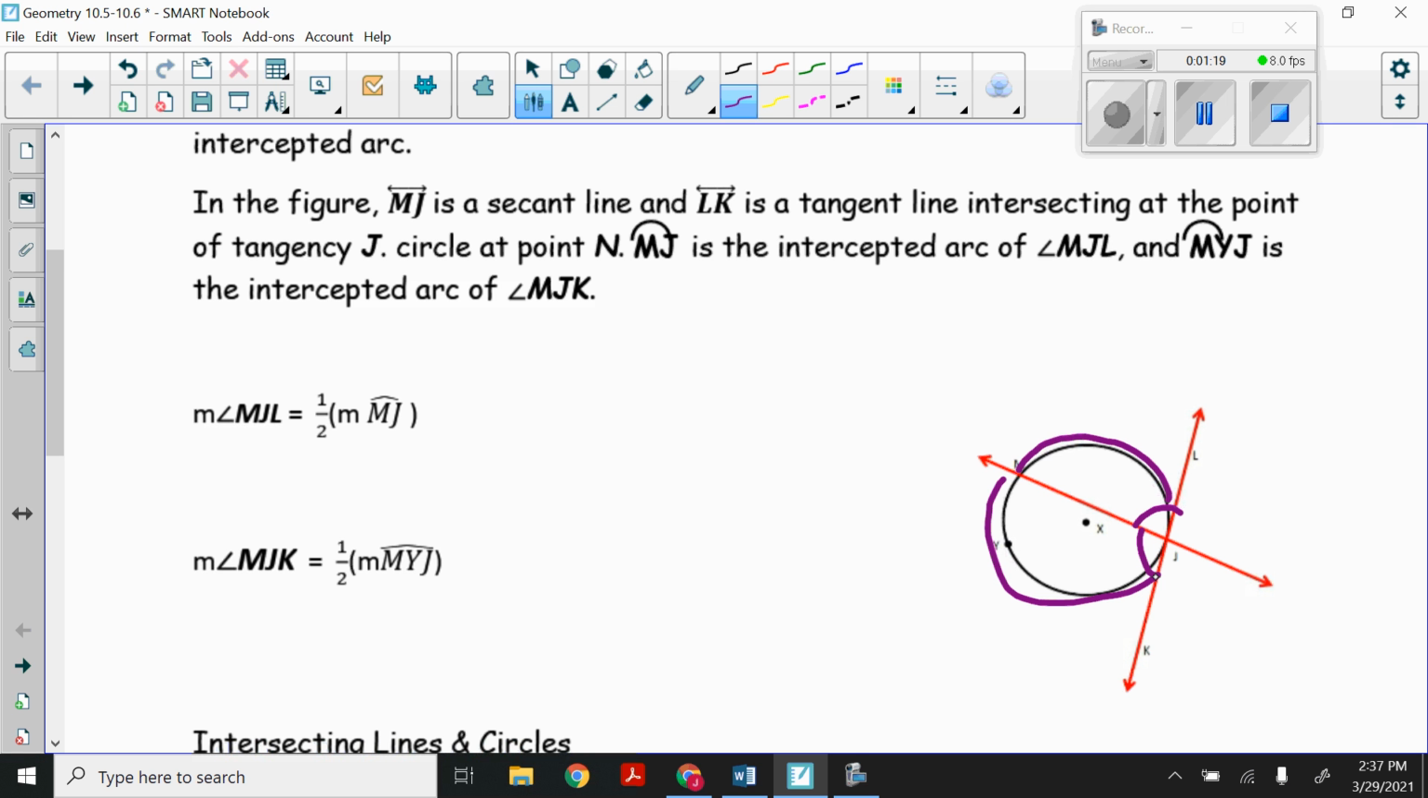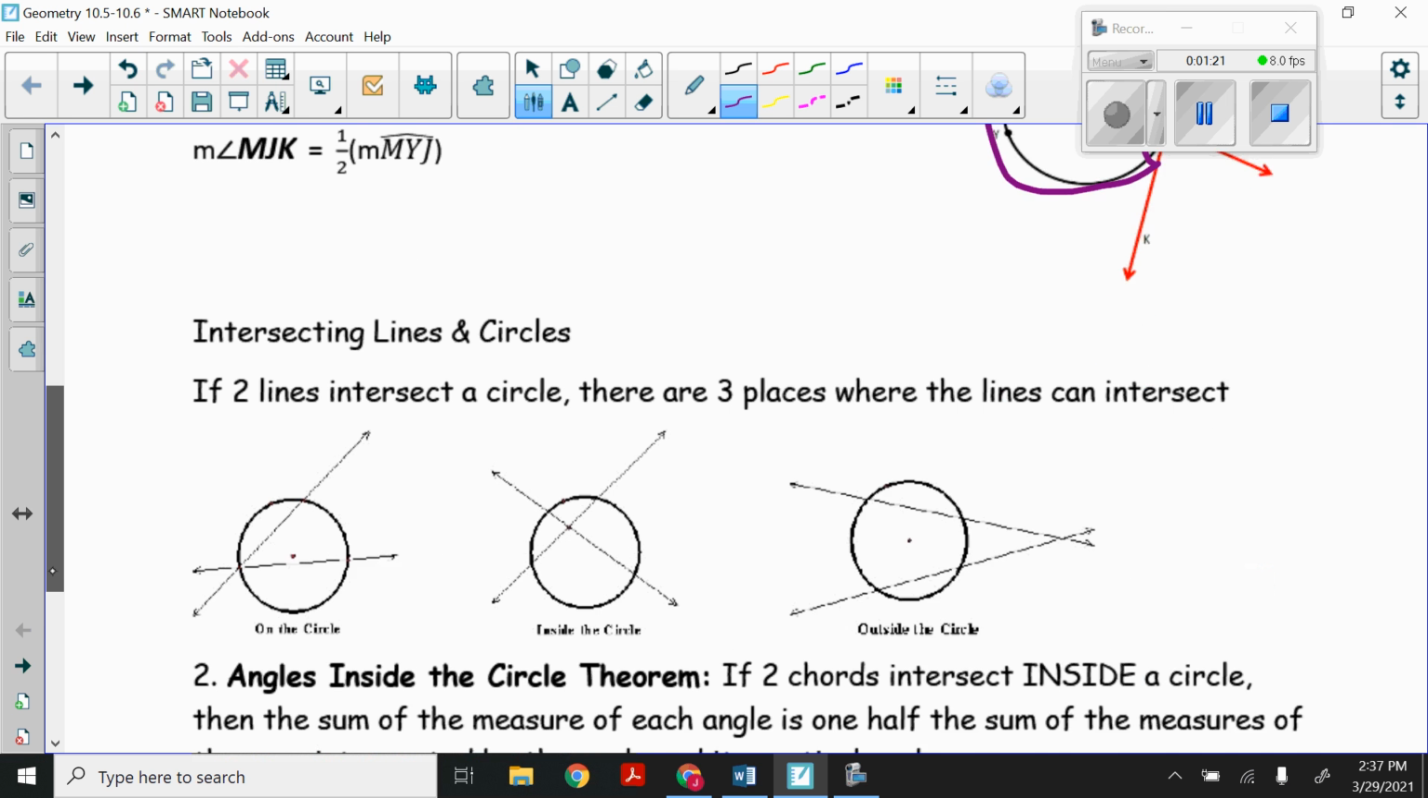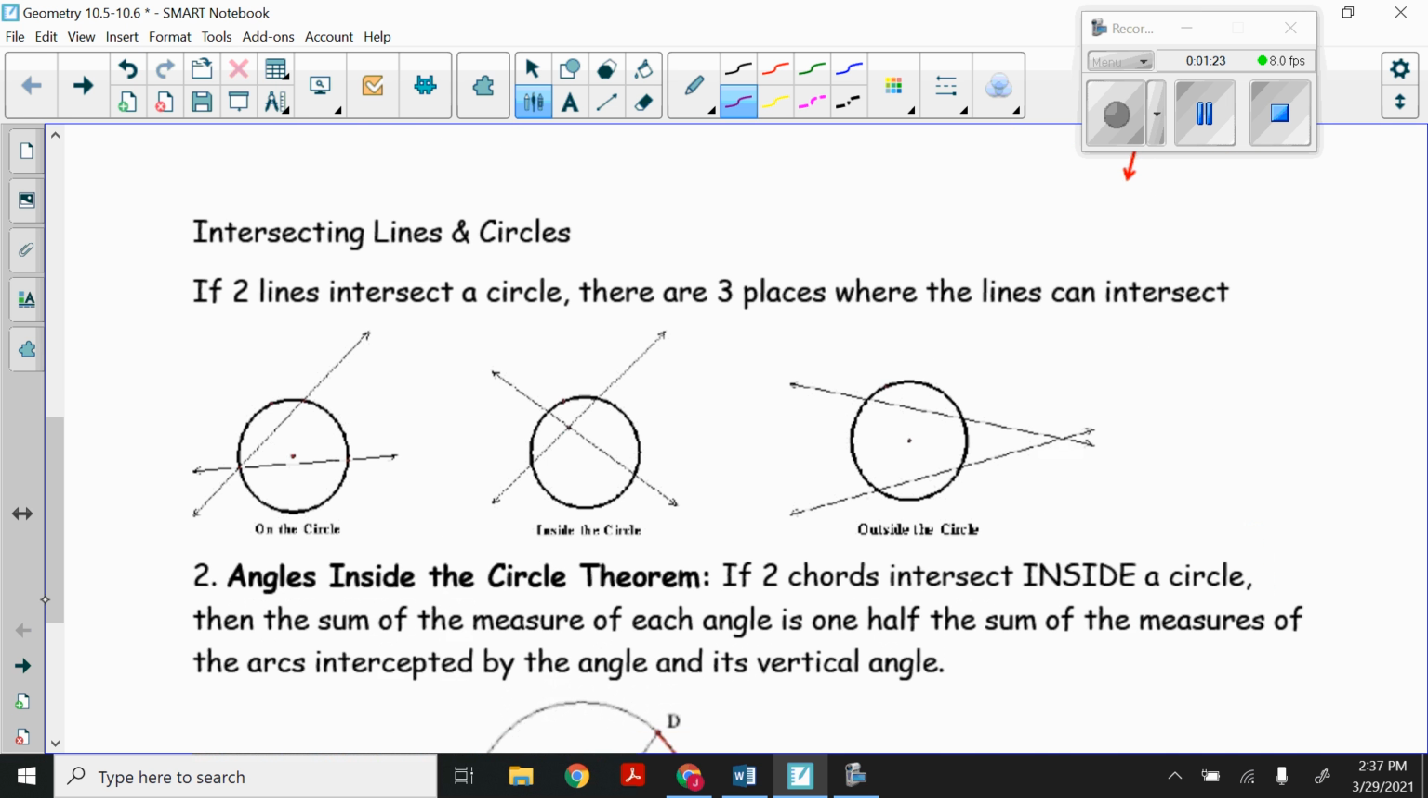So now we're going to look at intersecting lines in circles. If two lines intersect a circle, there are three places where those lines can intersect. First place, they can intersect on the circle, right here. The second place, they can intersect inside the circle. And finally, they can intersect outside the circle.